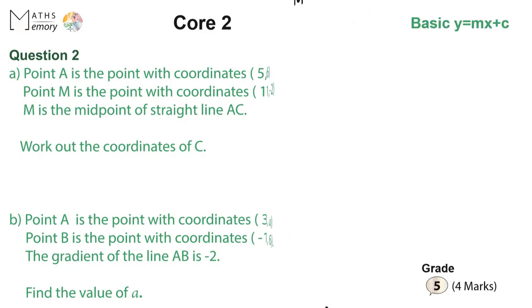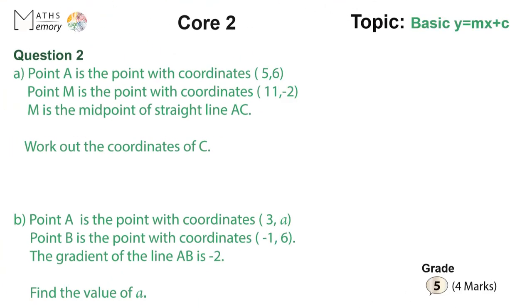Question 2, core 2. Press pause, write parts A and B down. Press play when you have finished. So this question, core 2, is going a bit more in depth in terms of the detail of mx+c, but still should be quite a good question to look at. So we're going to cover the points of midpoints and rearranging the gradient. Point A is the point with coordinates 5, 6. Point M is the point with coordinates 11, -2. So M is the midpoint of the straight line AC. Find the coordinates of C.